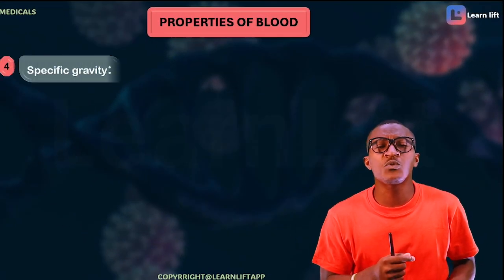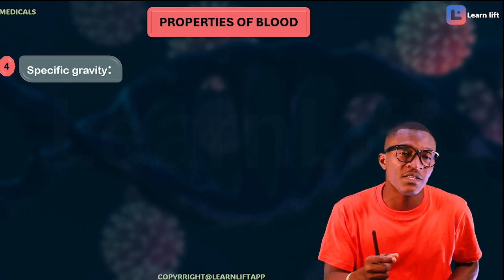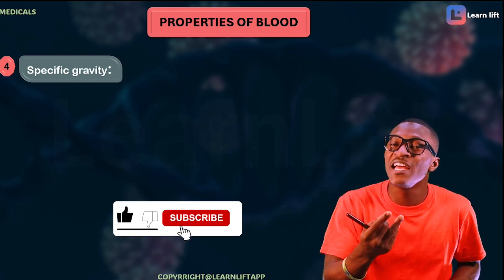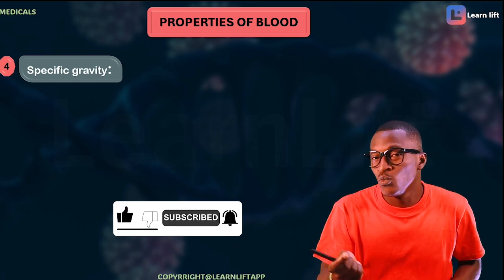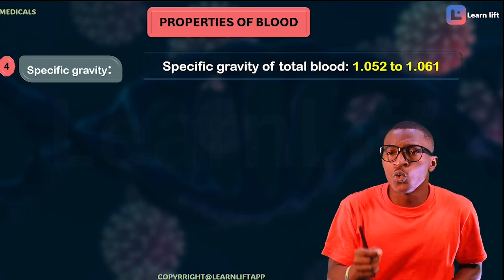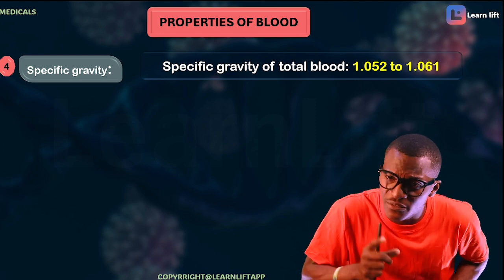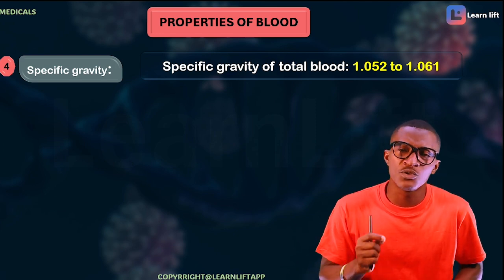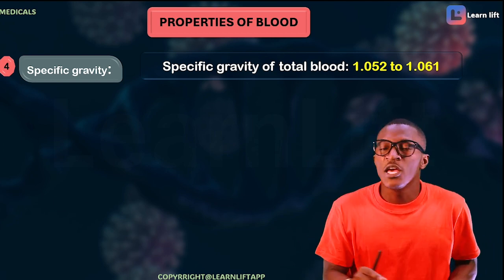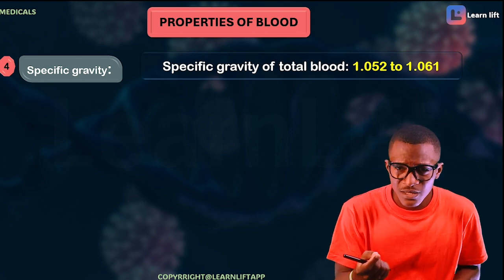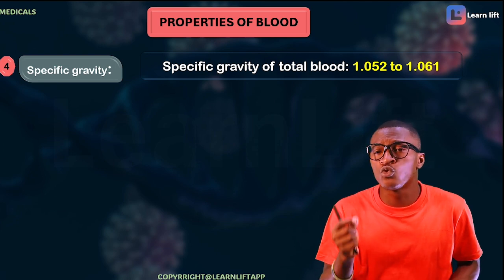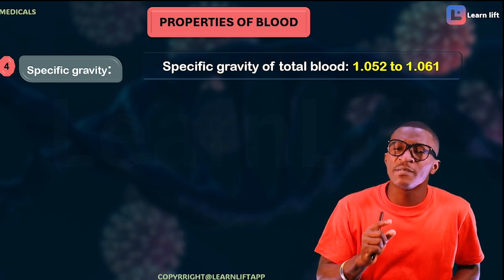Now quickly, the fourth property we need to know about blood is specific gravity. We have specific gravity for total blood, for red blood cells, and for plasma, which is plasma protein. Take note that the specific gravity for total blood is 1.052 to 1.061. Please take note of these values. It's a difference of 9. So 1.052 to 1.061.